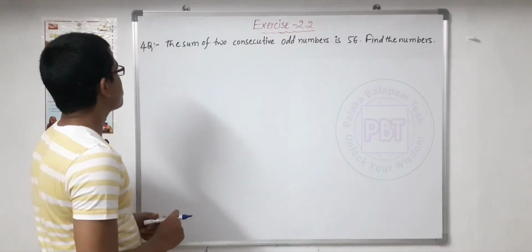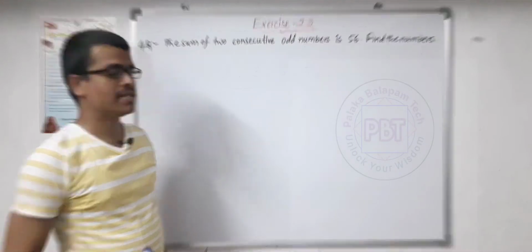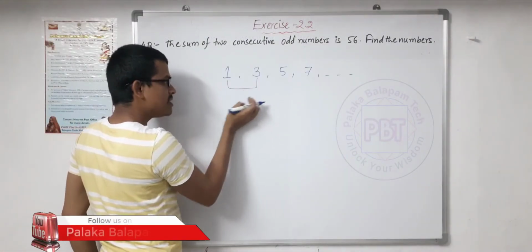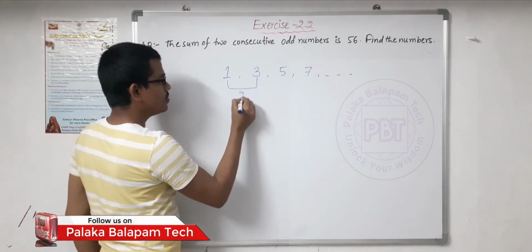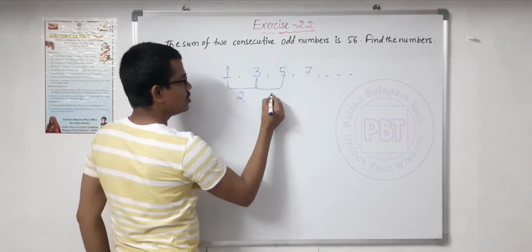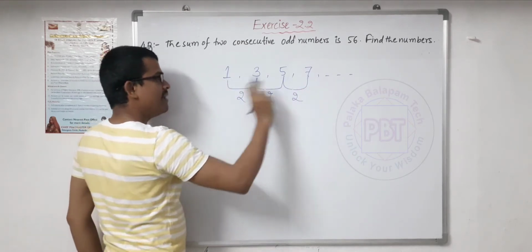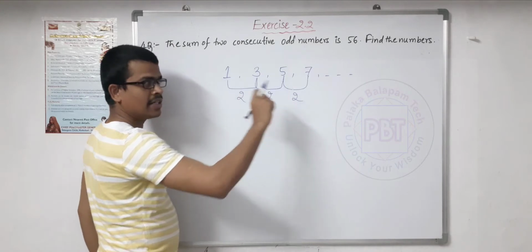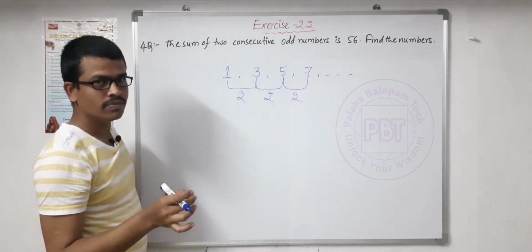Let us see the fourth question. The sum of two consecutive odd numbers is 56. Find the numbers. What is the difference between two consecutive odd numbers? That is 2. If you observe here, the difference between two consecutive odd numbers is 2 everywhere, isn't it?